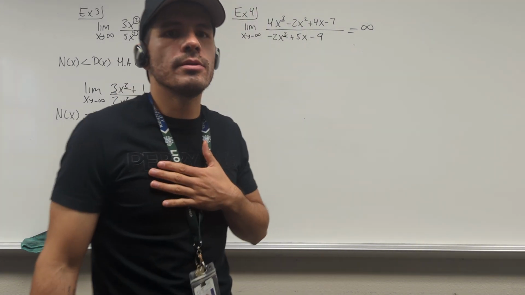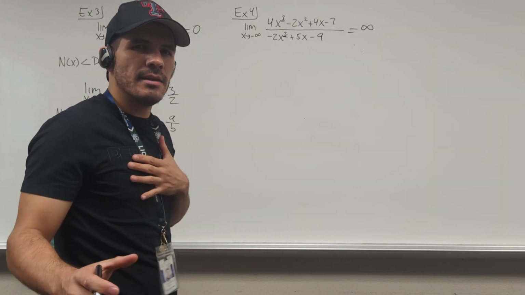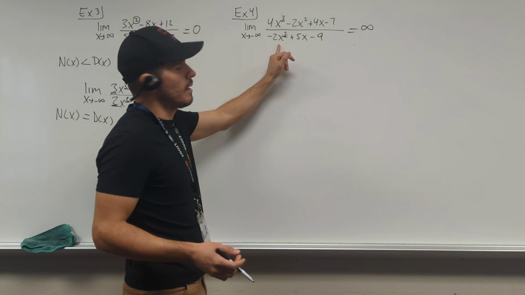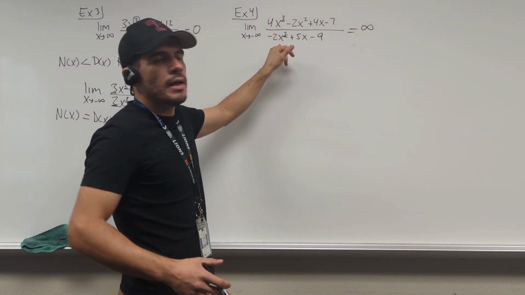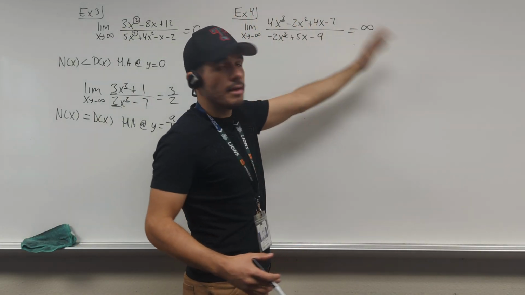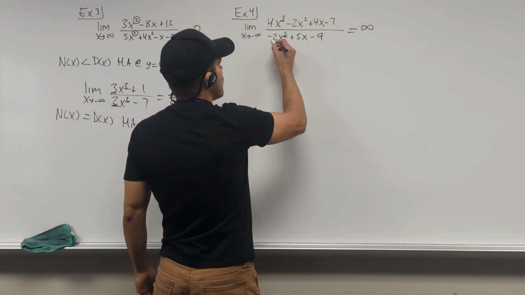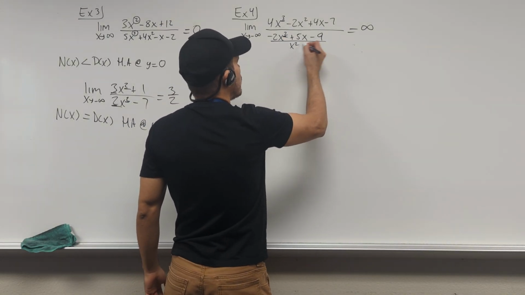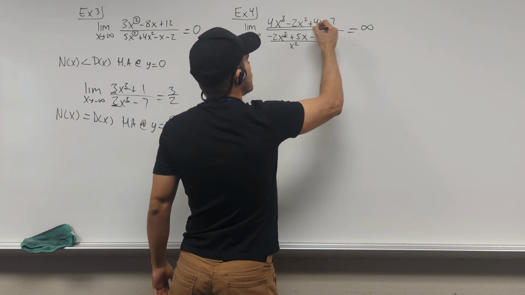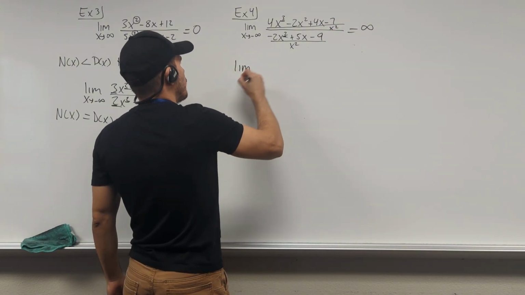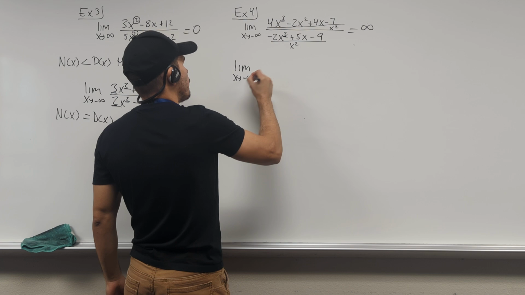So, what I'm going to do is find the highest degree term on the denominator, which in this case is an x squared. And I'm going to divide everything by x squared to balance it out. So I'm going to take this and divide it by x squared, and then all of this and divide it by x squared. And I'm going to clean that up. So that will become the limit as x approaches negative infinity.